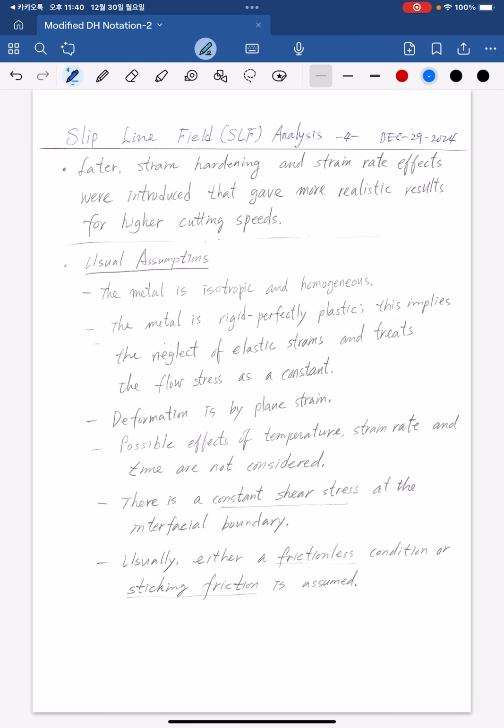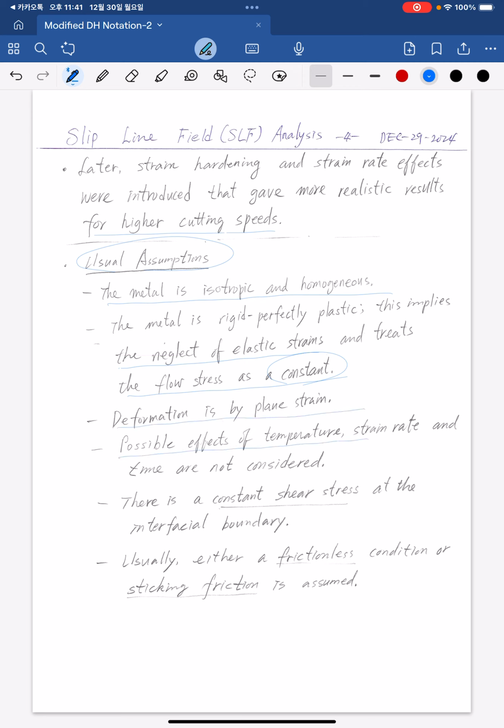Later, strain hardening and strain rate effects were introduced that gave more realistic results for higher cutting speeds. The assumptions: the material is isotropic and homogeneous. The material is rigid, perfectly plastic. This implies the neglect of elastic strains and treats the flow stress as constant. Deformation is by plane strain.